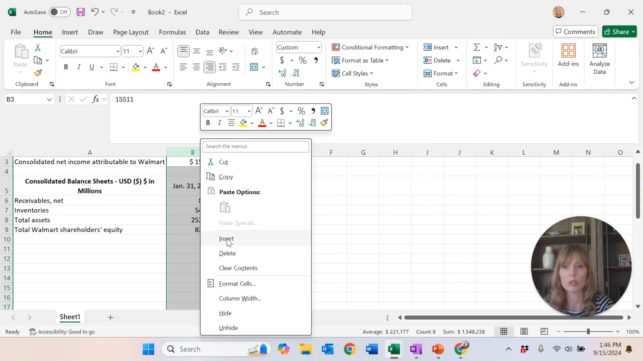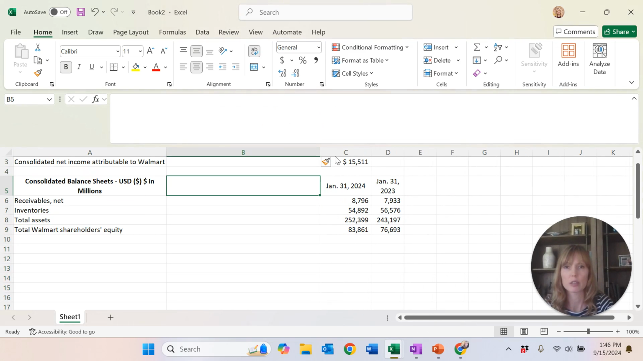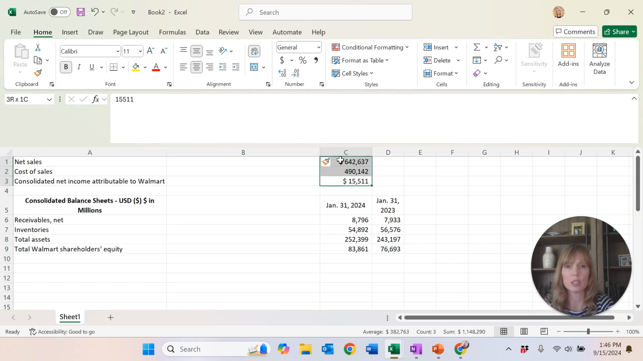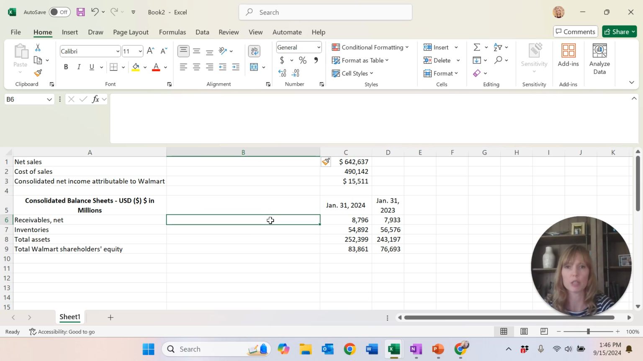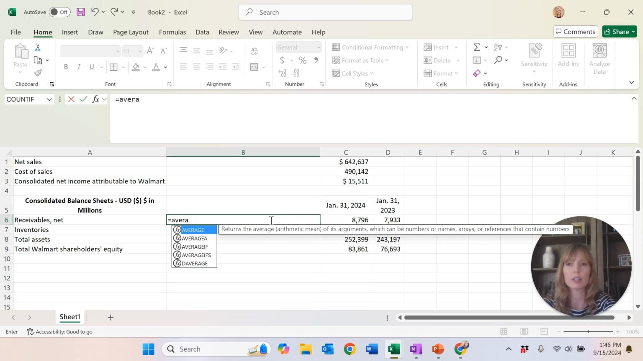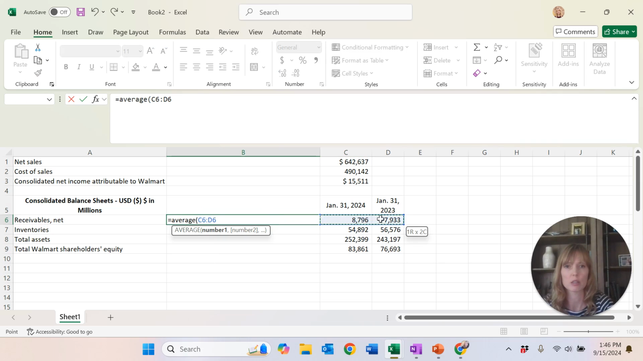I'm going to insert a column here, and we are going to use, because we're comparing income statement data for the most recent year ended January 31st, 2024, to balance sheet data. Income statement covers a period of time. Balance sheet data is as of one point in time. I'm going to calculate average balances.